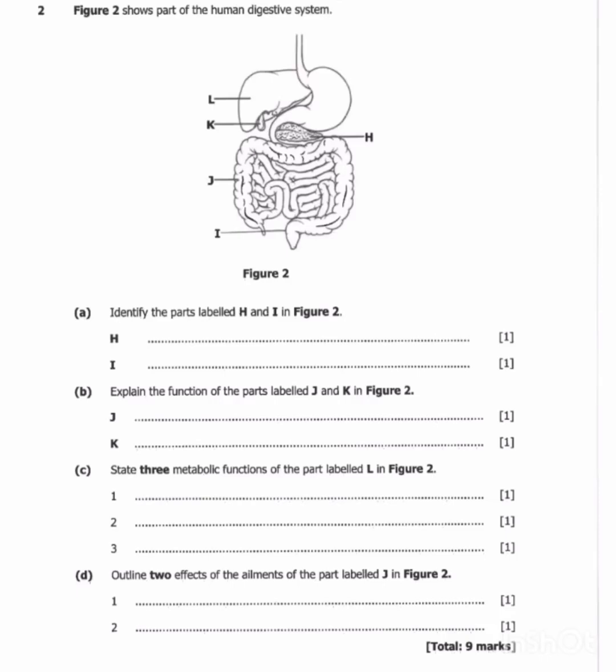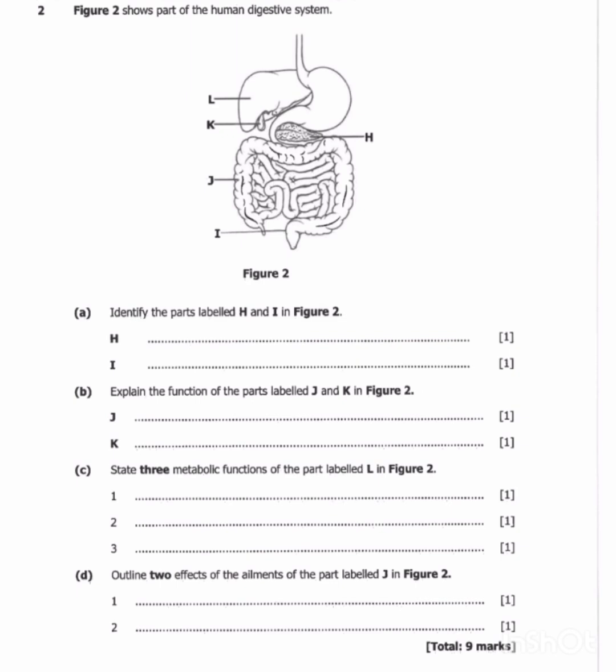Okay, so let's look at question 2. Figure 2 shows part of the human digestive system. Identify the parts labeled H and I in figure 2.